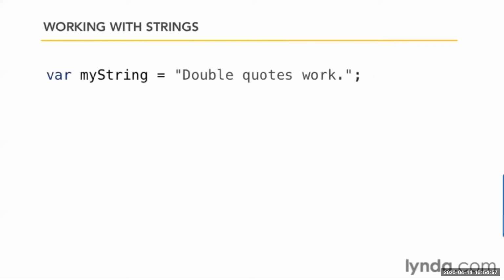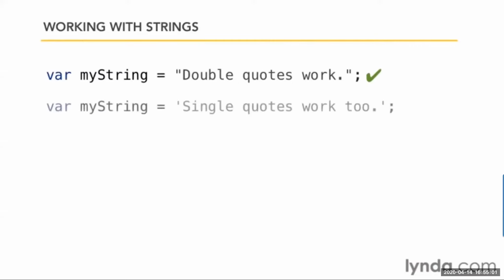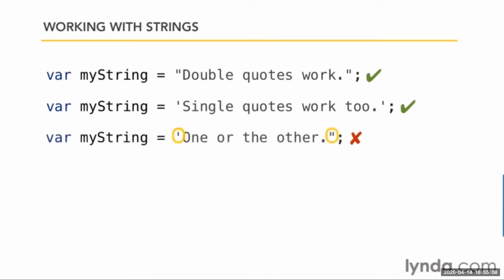Now when we're creating strings, you can use double quotes to surround the text or the sentence. You can also use single quotes. What you can't do is mix the two. You can't, for example, open with a single quote and close with a double quote. Most other programming languages restrict you to just double quotes, so I tend to use that in JavaScript too, just to make it easier to go from language to language.